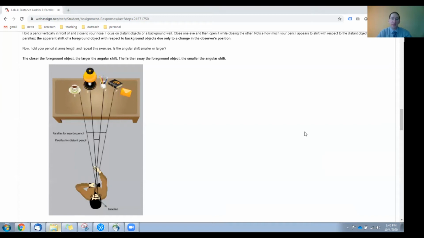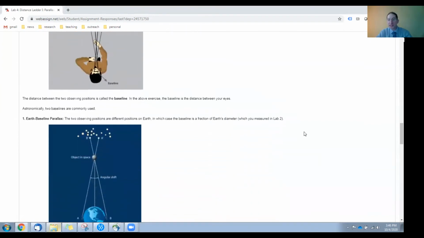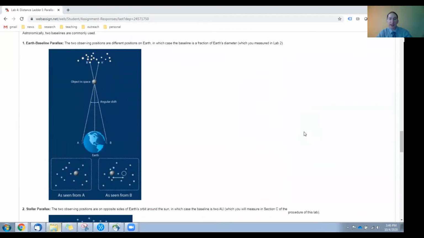Now, in astronomy, there are two baselines that are typically used. The baseline is the distance between the two observing points. The first is Earth's diameter, or some fraction thereof. And we call this Earth baseline parallax. And it's good for measuring distances within the solar system.